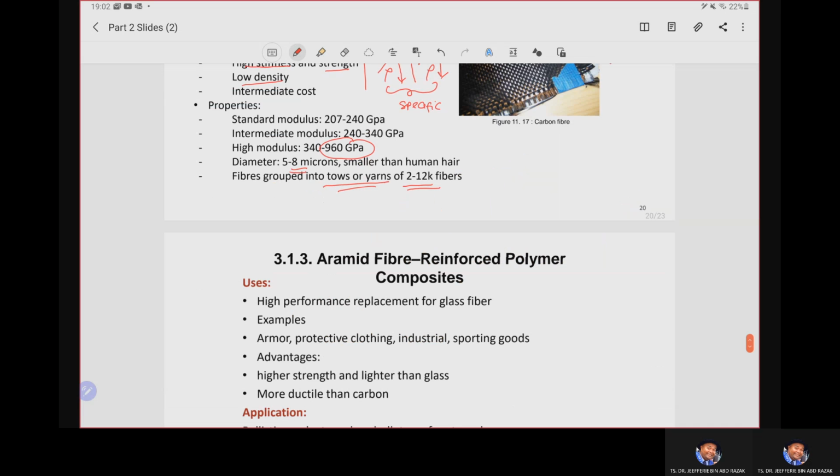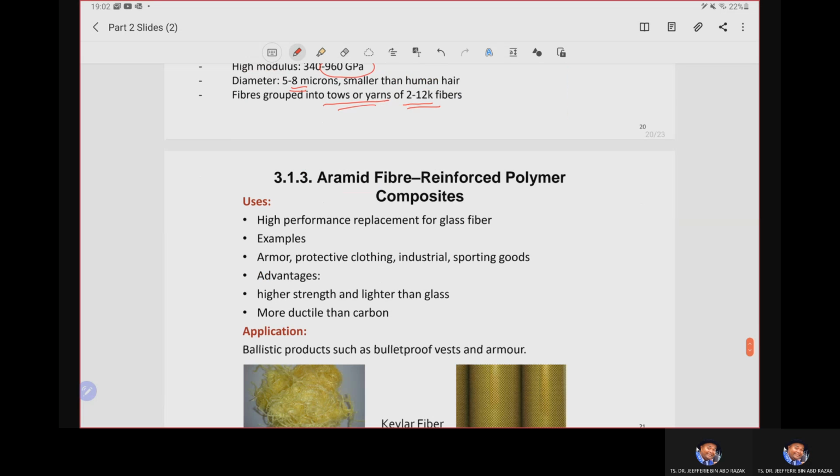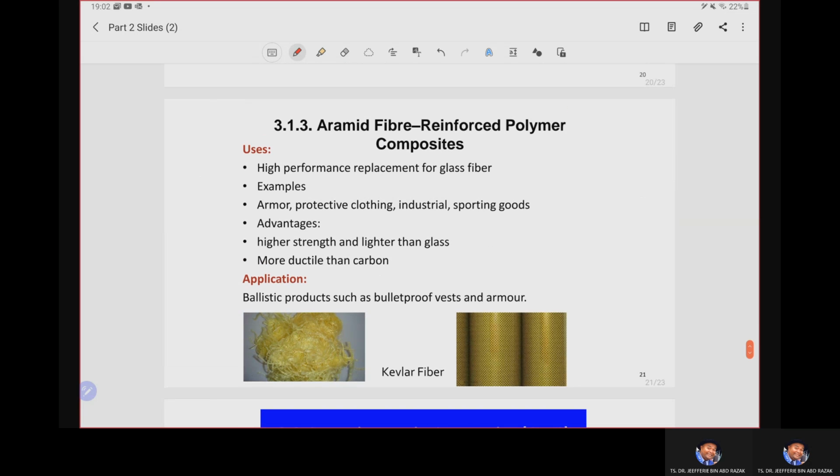The last example of a popular fiber type used in PMC application is aramid fibers, also known as Kevlar fibers in reinforced polymer composite. Aramid fibers are normally used for ballistic products such as bulletproof vests and body armor for the defense industry, protective clothing and sporting goods. You can see here the aramid fiber image in yarn, mat type aramid fibers, and also in chopped condition.